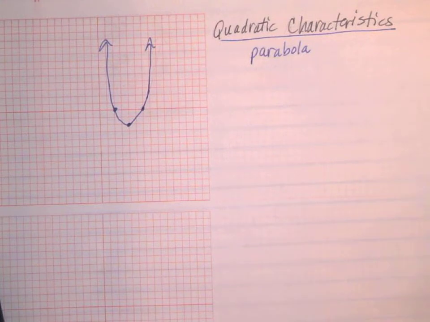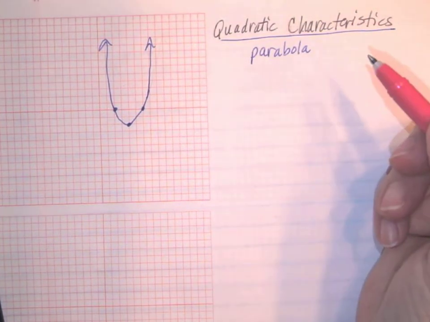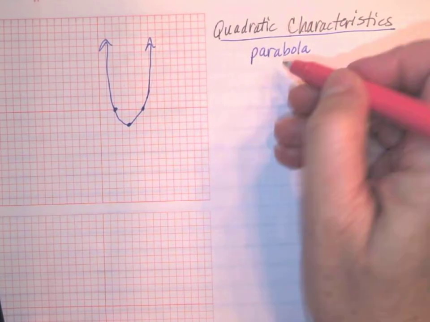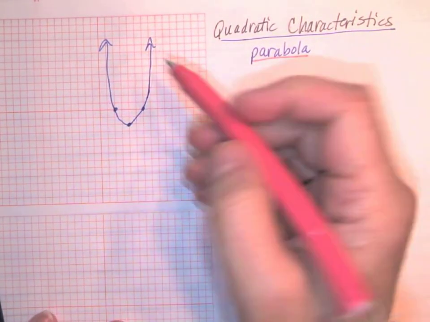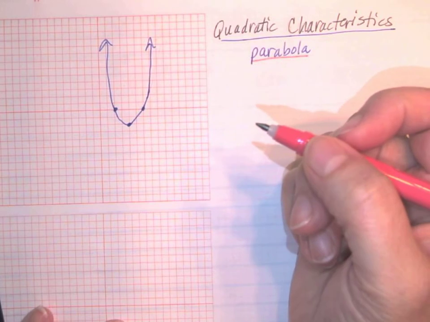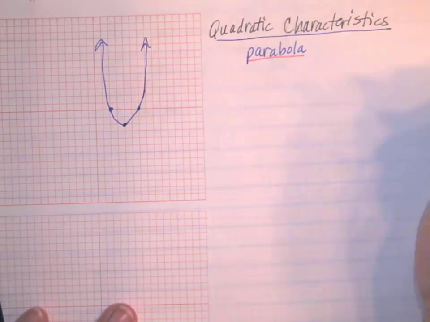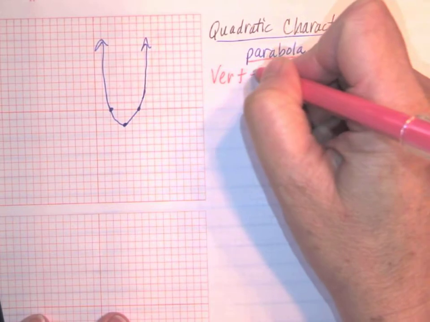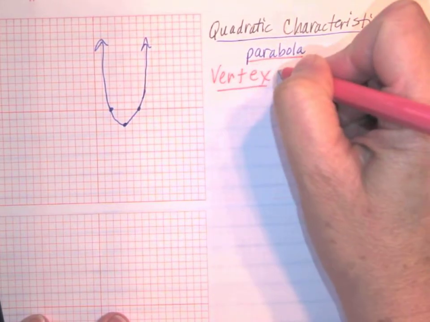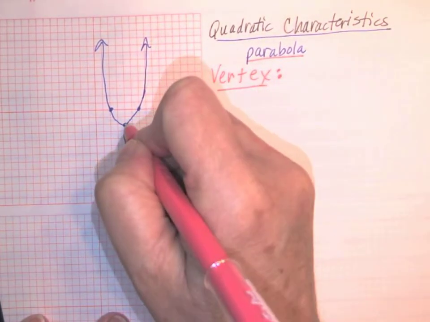This is a quick review of the characteristics of a quadratic function. A quadratic function is a parabola. It is a U shape that looks like this. It can point up like this one does, or it can be upside down and point down. A very important characteristic is the vertex. That would be the turnaround point, the highest or the lowest point.